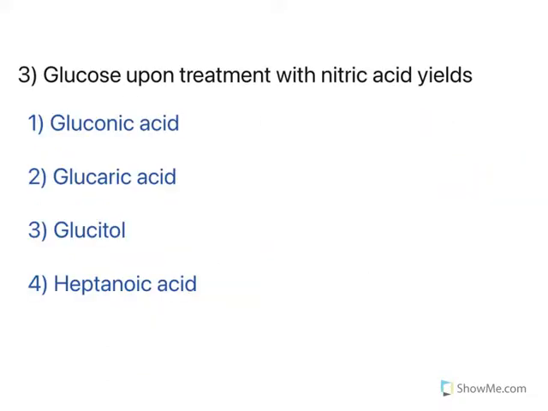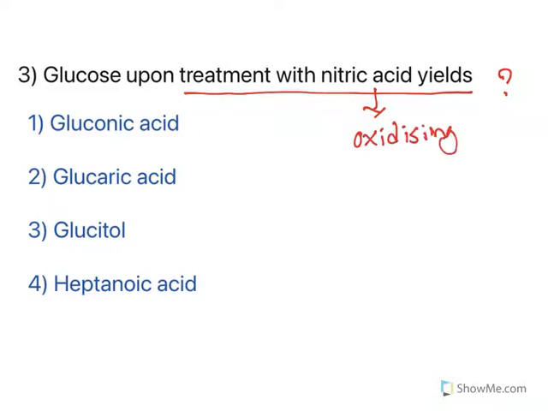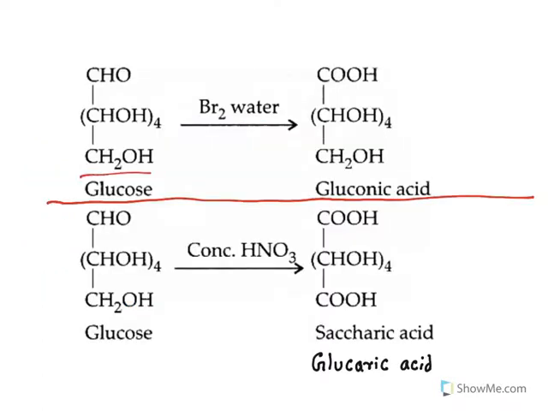Moving to the next one. Now, glucose upon treatment with nitric acid yields what? See, nitric acid is a very powerful oxidizing agent. Now, glucose can undergo reduction, partial oxidation and complete oxidation. Let us see about them. So, this is what glucose is. It is an aldose, an aldehyde functional group is there, totally 6 carbons are there.